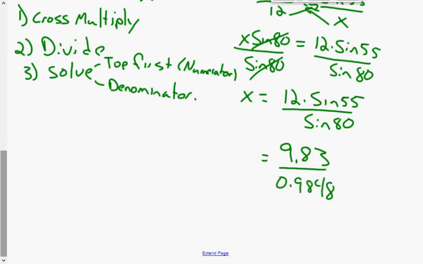Sine 80 is 0.9848. So now I just punch that into my calculator. I go 9.83 divided by 0.9848. And that's going to give me 9.98 meters. And there's my answer. All right, so that's how you do that. Okay?